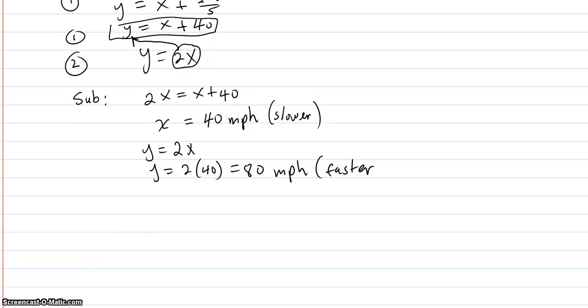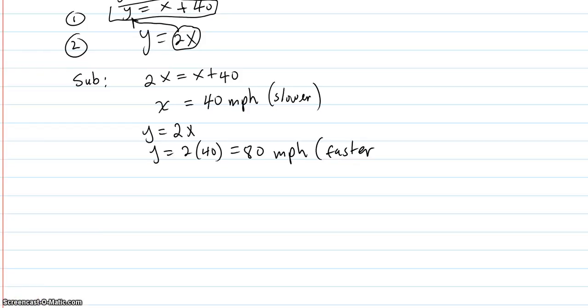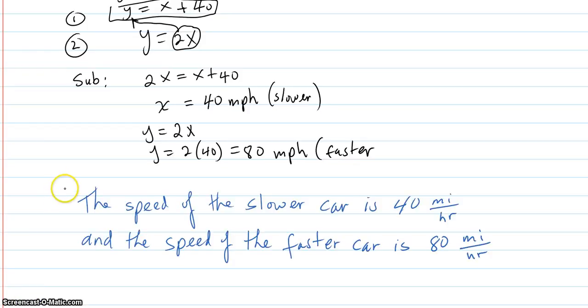So then you write it in terms of the story. And here is your answer right here. That's how you write it out. The speed of the slower car is 40 miles per hour, and the speed of the faster car is 80 miles per hour.